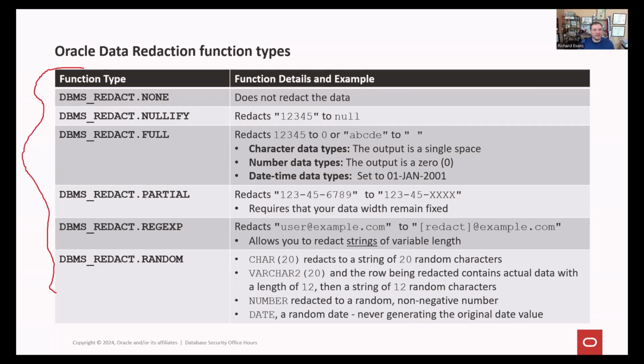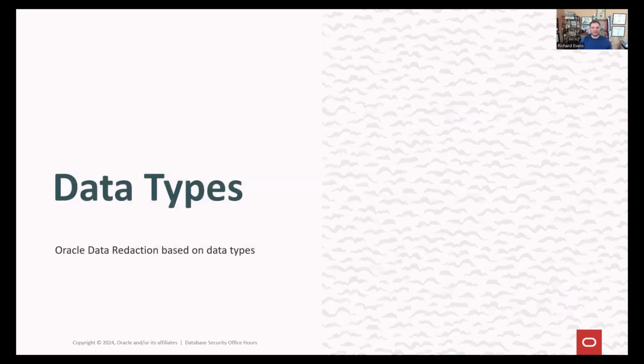I'm not going to give you examples of none or nullify because those are pretty straightforward, but I'm going to give you examples of full, partial, regular expression, and random. Before we do that, we have to know, okay, well, what data types does this apply to, right? Like what can I redact within the Oracle database, okay?